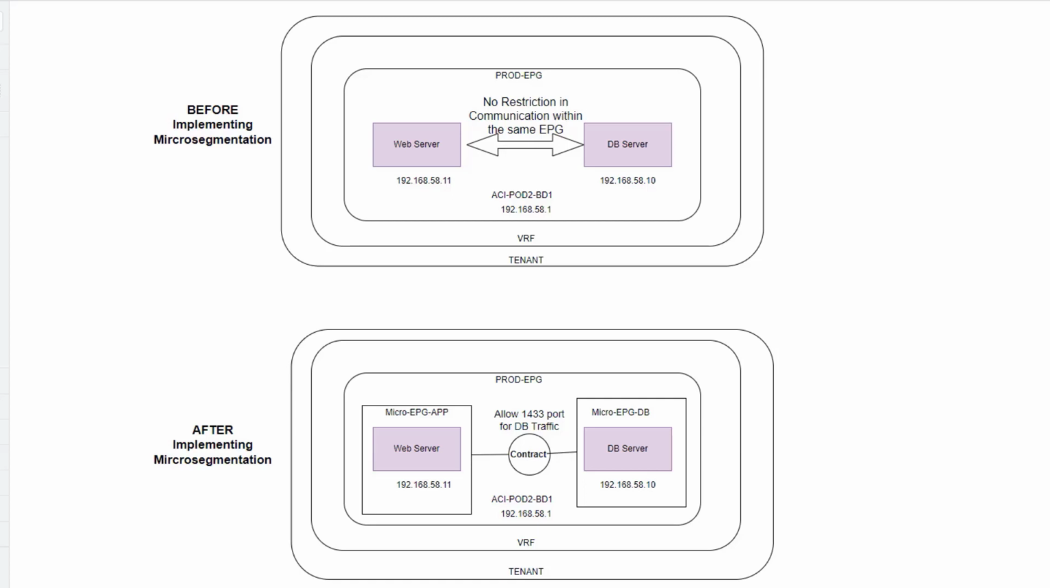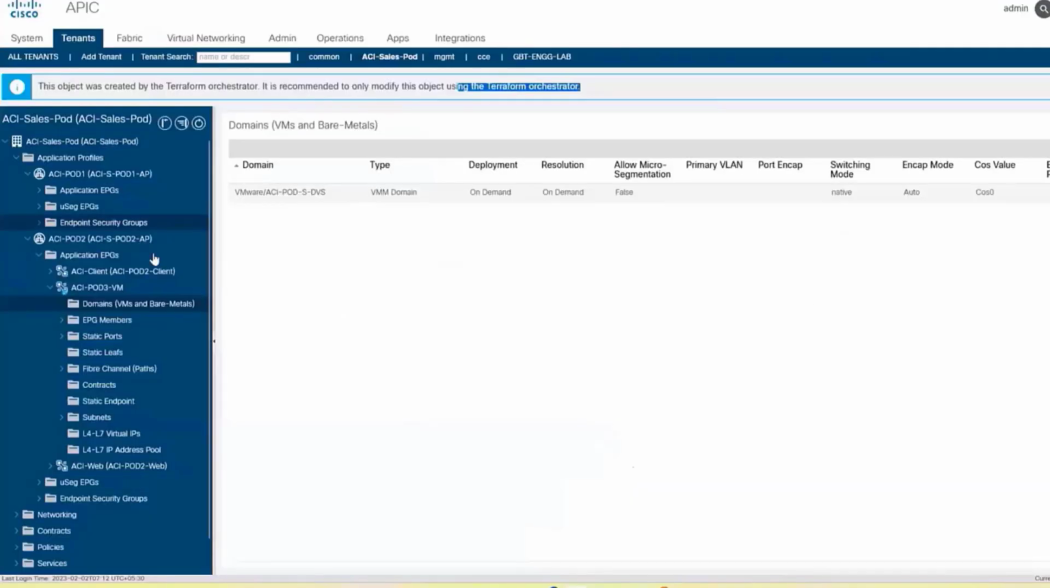But with microsegmentation, two workloads in the same subnet would be able to communicate only on the ports which you define in a contract. So let's go a little deeper with the microsegmentation. We'll jump on to the demo portion of it.